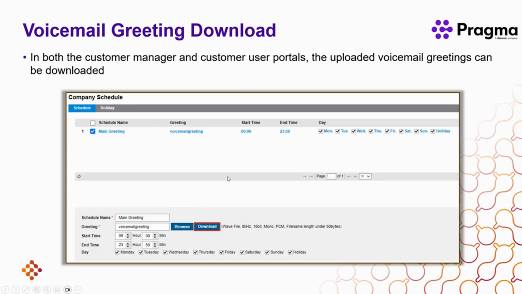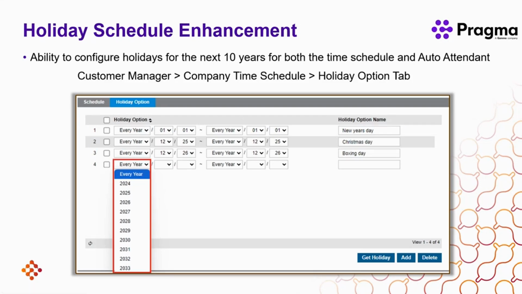Holiday schedule. I think most people will be pretty happy with this. You can now configure up to the next 10 years of holidays for a customer. You can see in this example I've got every year for the 25th of December. Christmas Day is the same day every year, but for bank holidays that change year on year, you can configure this for 10 years in advance.